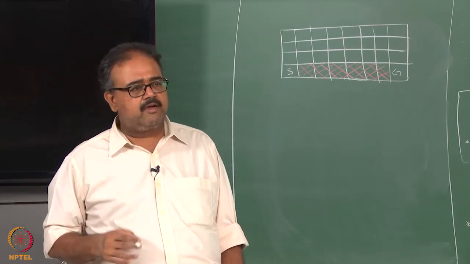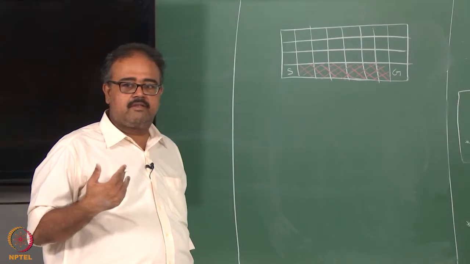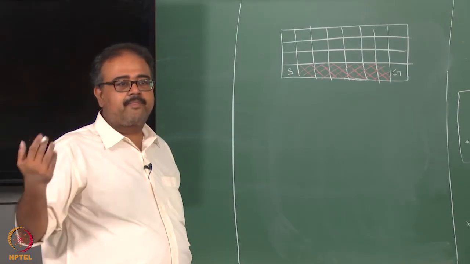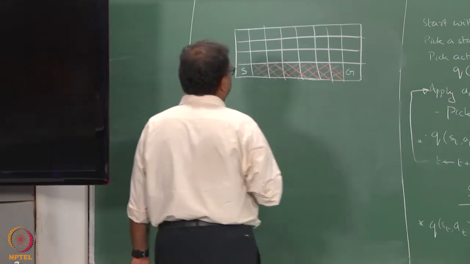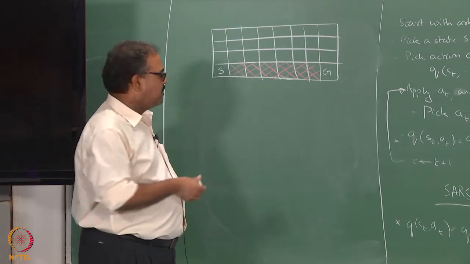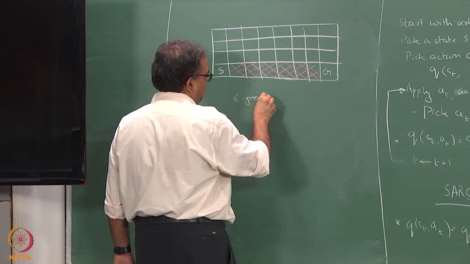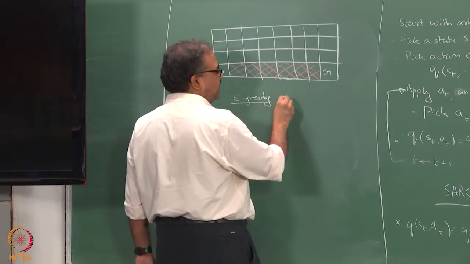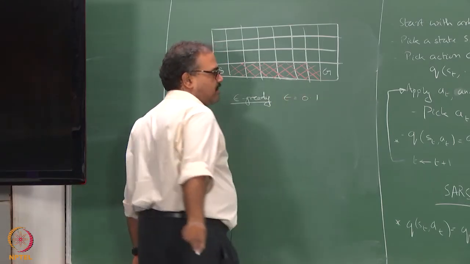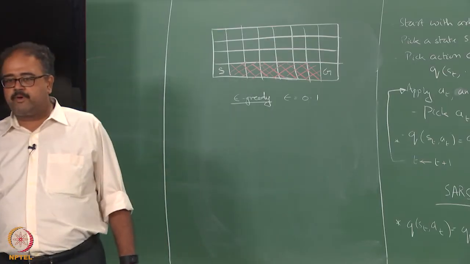No gamma here, gamma is 1. Whenever I say no gamma, it does not mean gamma is 0, it means gamma is 1. Okay. And so what do you think will happen? While learning I use epsilon greedy action selection. Let us say I fix epsilon at 0.1. I am not going to reduce epsilon, I will fix epsilon at 0.1.